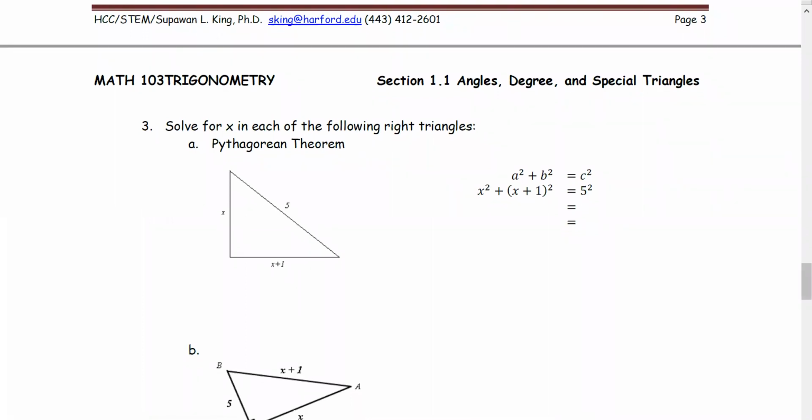Next example, solve for x. Part A, Pythagorean theorem. The problem already gets started for you. For the right triangle, we have the two legs as x and x plus 1. The hypotenuse is 5. Follow the Pythagorean theorem: a squared plus b squared equals c squared. We usually have the right angle as angle C. So this is C. So for the legs, either one could be a or b.